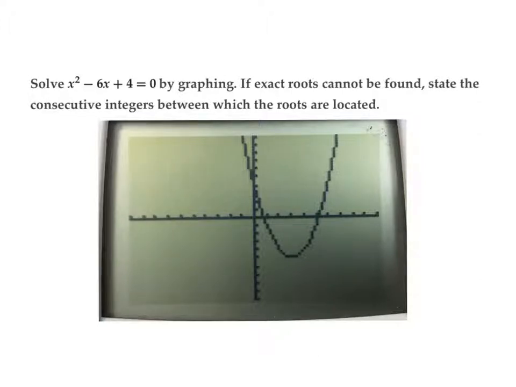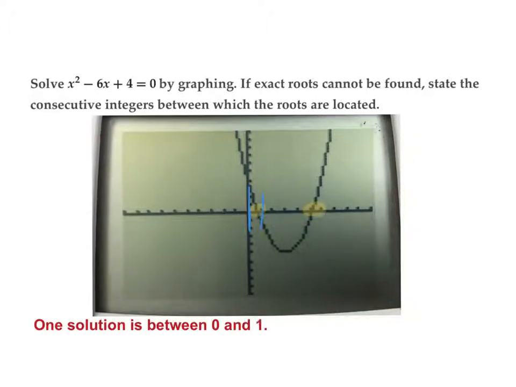Okay, so in this case, what it wants you to do is state the consecutive integers in between where the roots are located. So what integers is this solution between? 0 and 1. Okay, so that's all you need to say. One solution is between 0 and 1, instead of trying to guess what that value is.